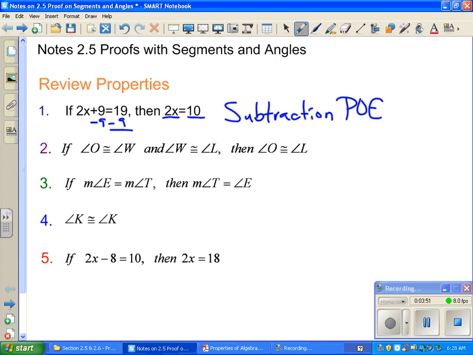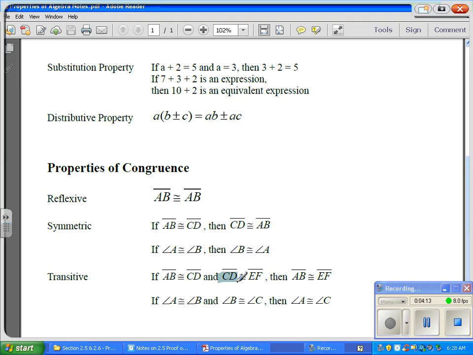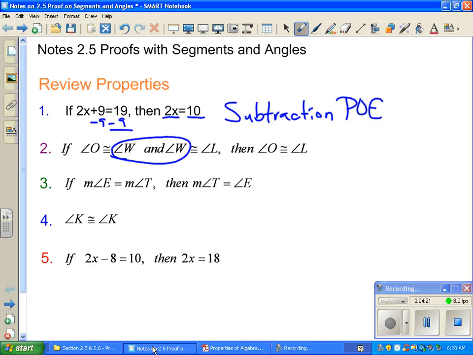So we abbreviate property of equality. Now in this next one, we've got angle O is congruent to angle W, and angle W is congruent to angle L. And see, they both are congruent to W. That's again that property that allows us to take out the middleman and just have that AB is congruent to EF like before, that transitive property. If I take out these two that are alike, then I have angle O is congruent to angle L. So here we have transitive. And I think we'll just abbreviate that.